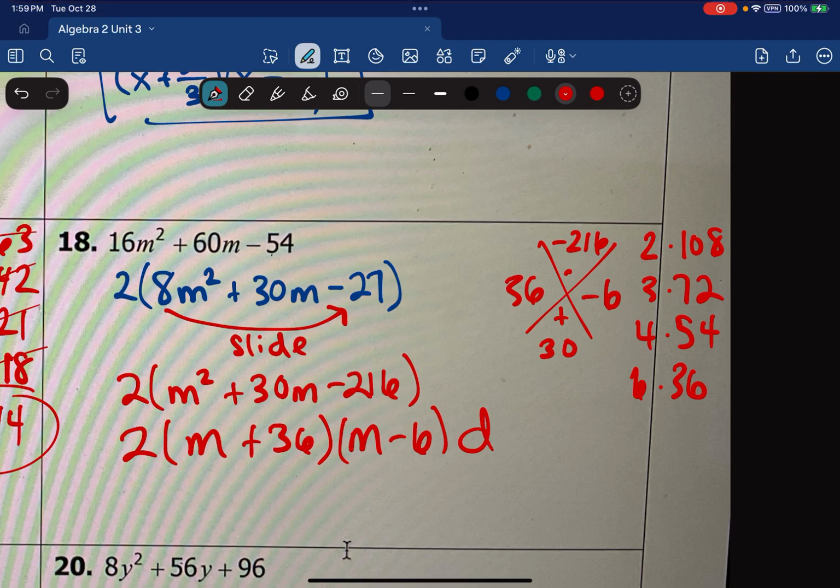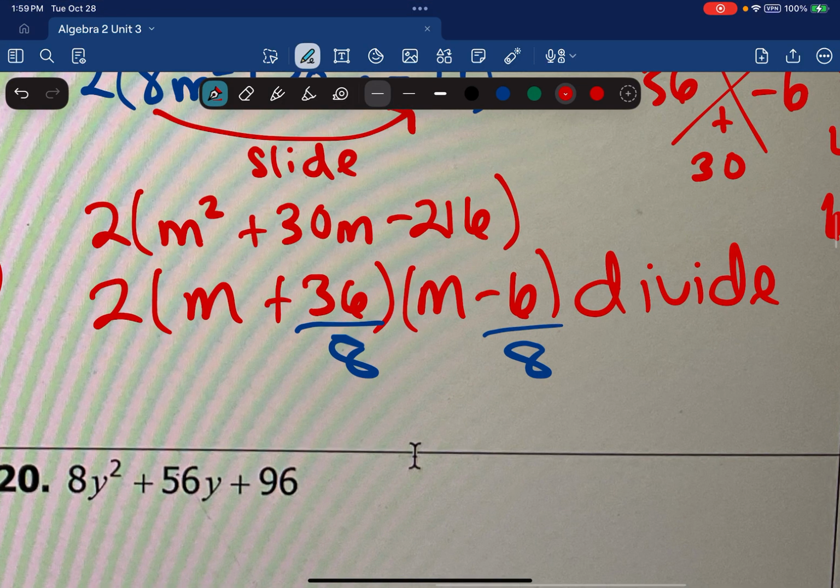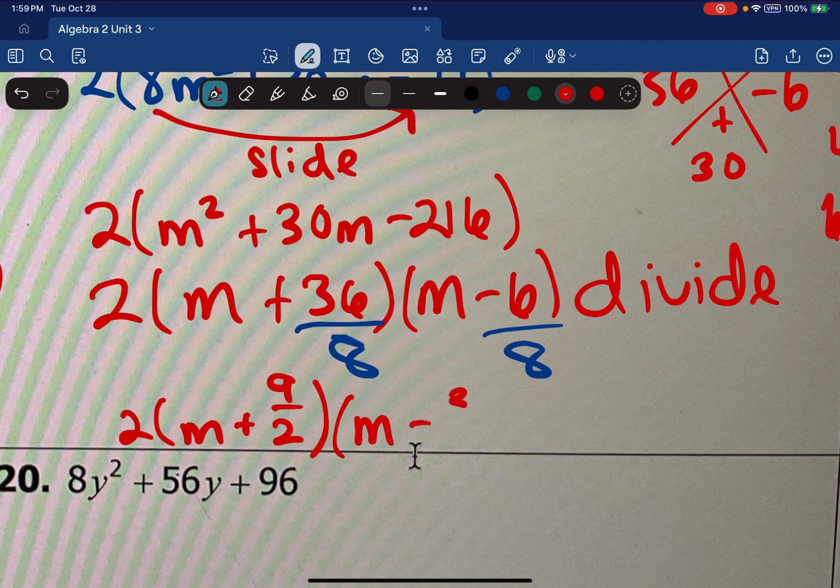We did the slide. We now have to do the divide piece. 36 divided by 8. 6 divided by 8. All right, simplifying. 2 on the outside. M. 36 divided by 8. Doesn't divide evenly, but if I divide the top and the bottom by 4, I'm going to get 9 halves. And then top and bottom by 2, I'm going to get 3/4.